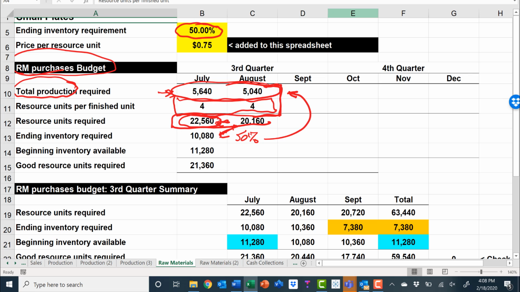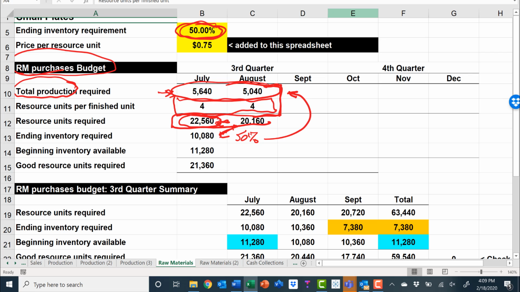Now, one other thing that we tend to talk about in terms of this ending inventory requirement is that it's a measure of risk, because greater uncertainty in the process is going to mean we need greater inventory levels. So a rule of thumb that you can follow is the greater the risk, the greater the inventory requirement, because it's a buffer against uncertainty in the process.